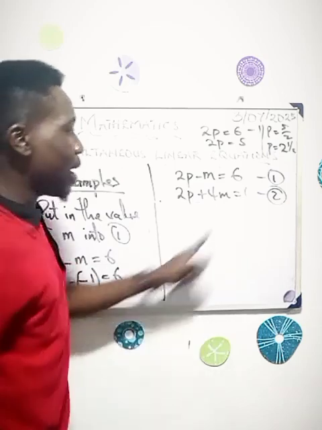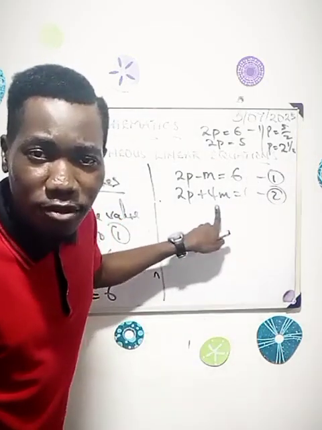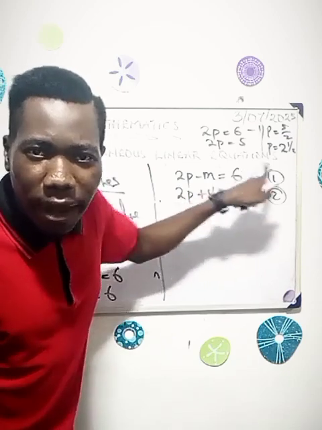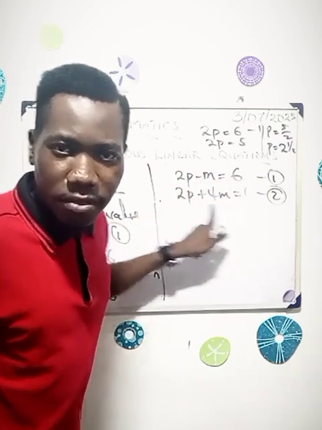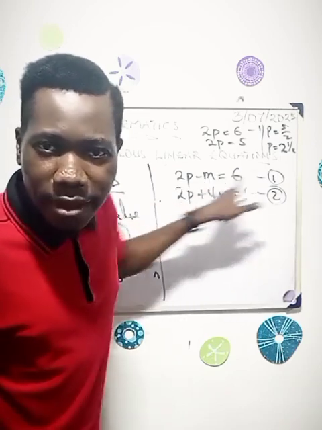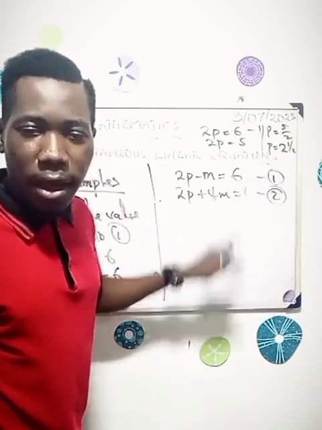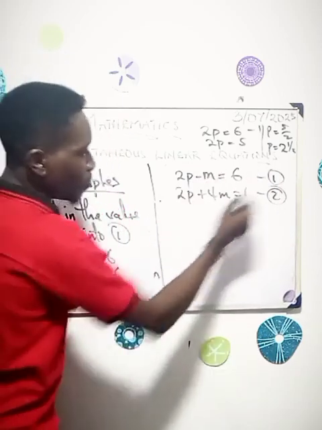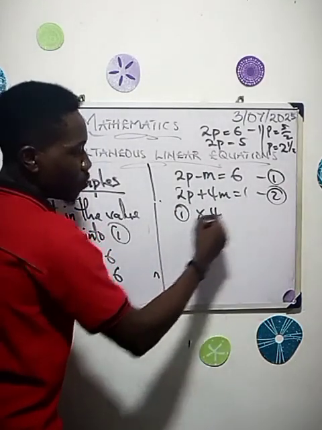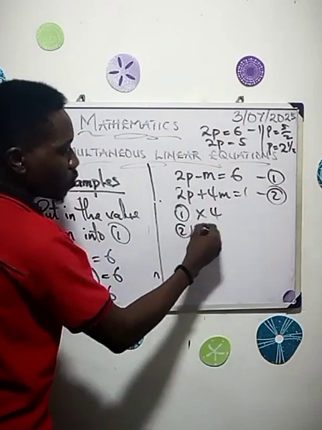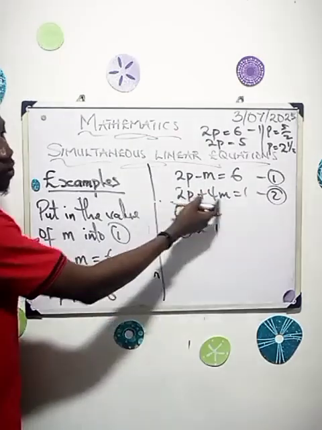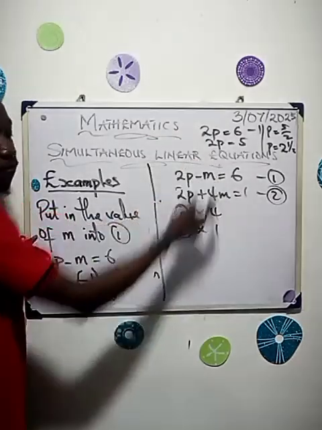So we're going to multiply equation 1 by the coefficient of m in equation 2, which is plus 4. Multiply equation 1 by 4 and multiply equation 2 by the coefficient of m in equation 1, which is 1. So this will become equation 1 times 4 and equation 2 times 1. The coefficient here is 4, the coefficient here is negative 1. So we multiply this one by 4, multiply this one by 1.